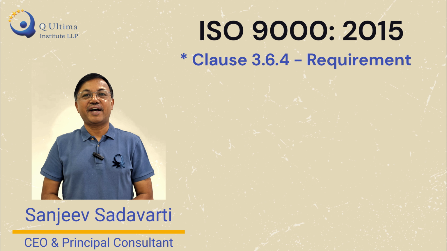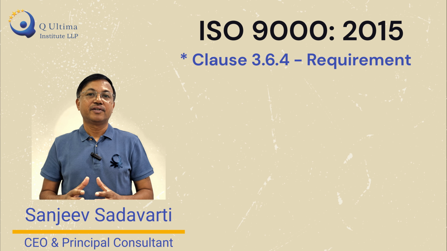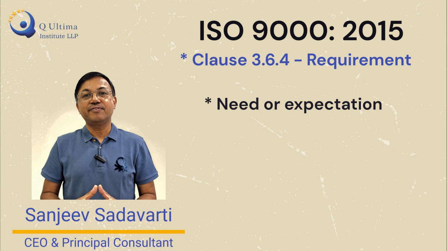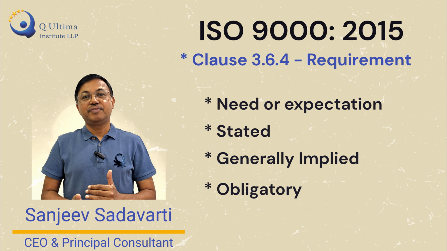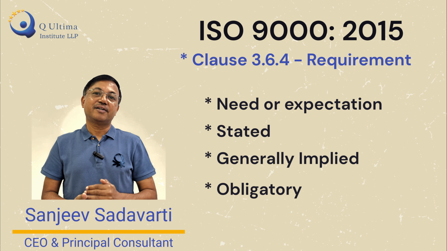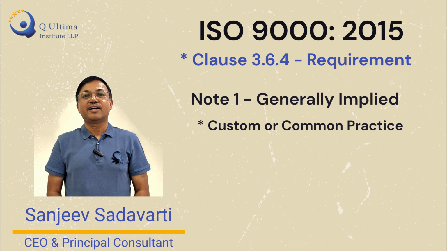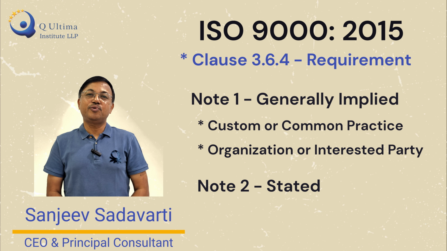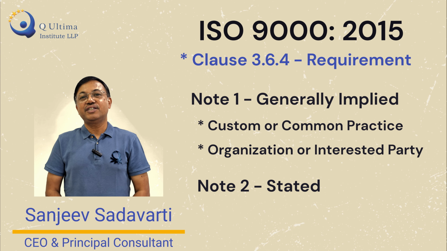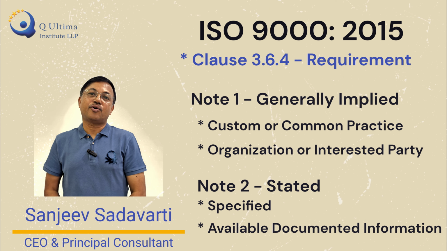Clause 3.6.4 of ISO 9000 defines the term requirement, a very important term to be understood. Requirement is need or expectation which is stated, generally implied, or obligatory. We will understand these terms further using the footnotes. Note 1 clarifies generally implied, which is custom or a practice in the organization or for the interested party. Note 2 defines stated needs, which are either specified very clearly or given or available as documented information.